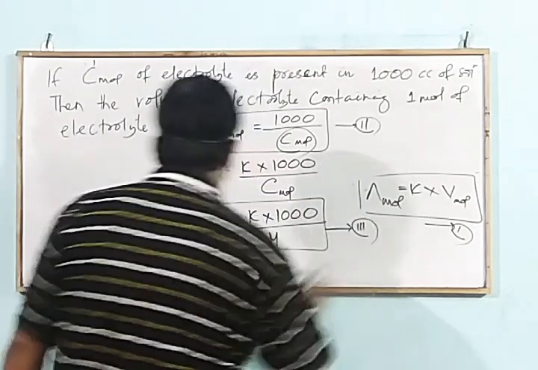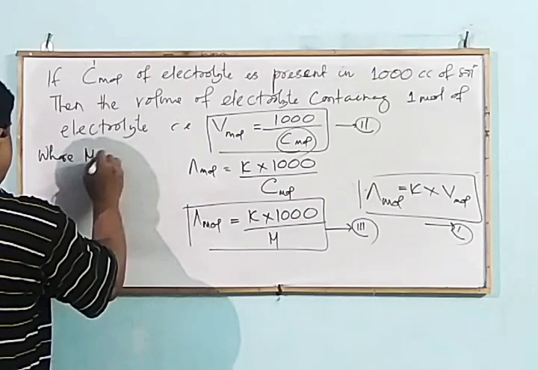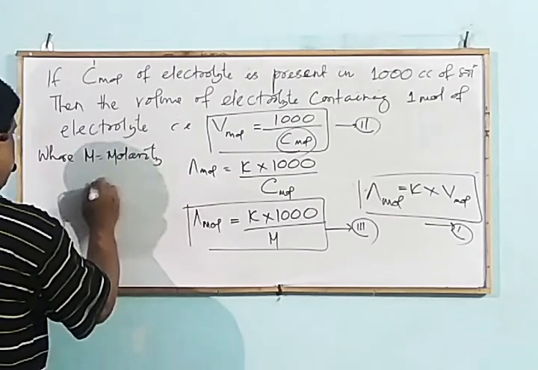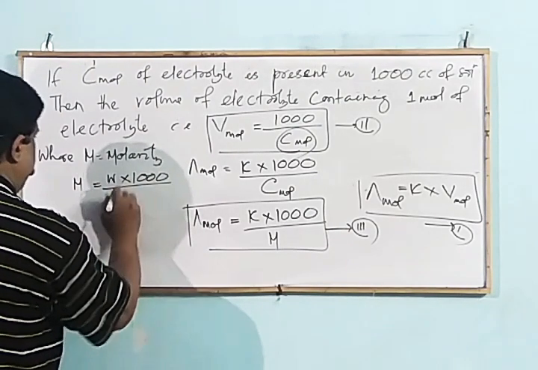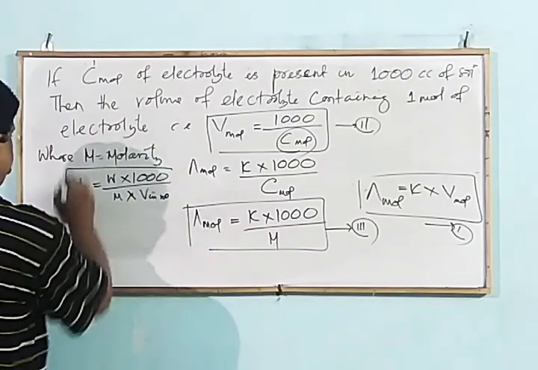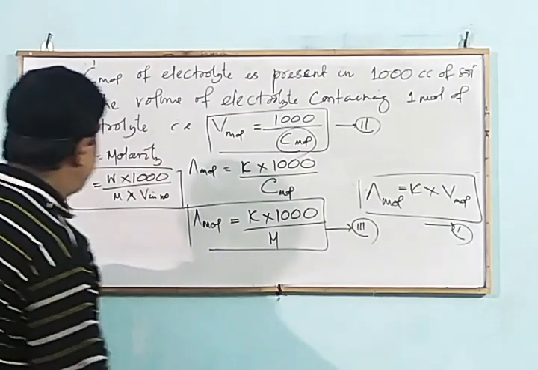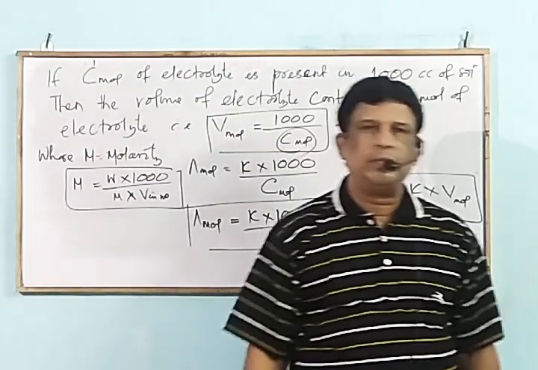Equation 3, where M is known as molarity. Its mathematical expression is W into 1000 by M into V in ml. That is, weight by molecular mass into 1000 by V, volume of solution in ml.